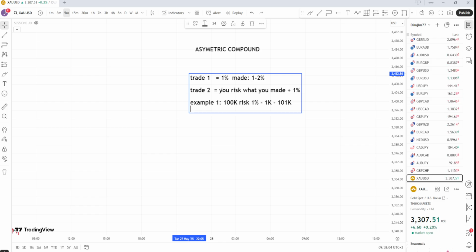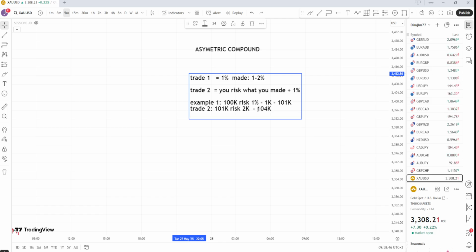Then second trade, trade 2, you have 101k, you risk 2k. So the 1k that you made plus the initial risk, so it is 2k, and if you are on 1-to-1, you go instantly to 104k, okay.